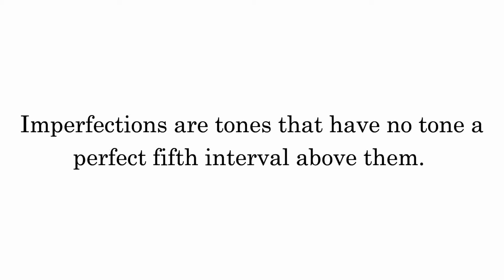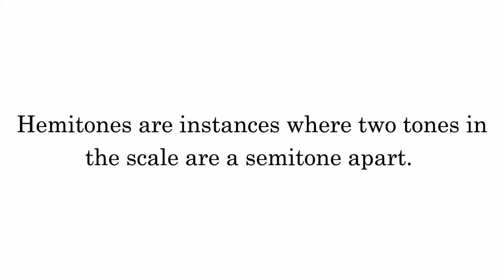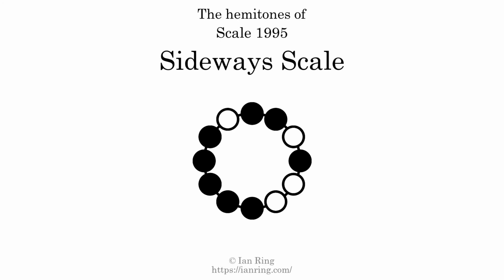Imperfections are tones that have no tone or perfect fifth interval above them. This scale has 3 imperfections. They are at positions here, here, and here. Hemitones are instances where 2 tones in the scale are a semitone apart. This scale has 5 hemitones. They are at positions here, here, here, here, and here.